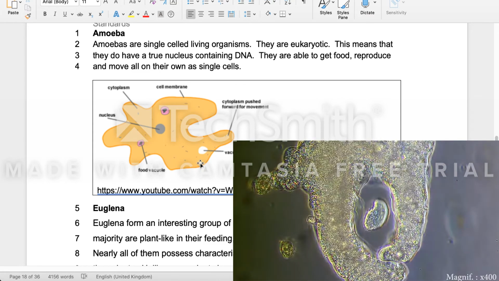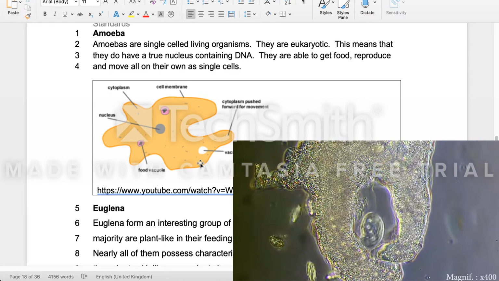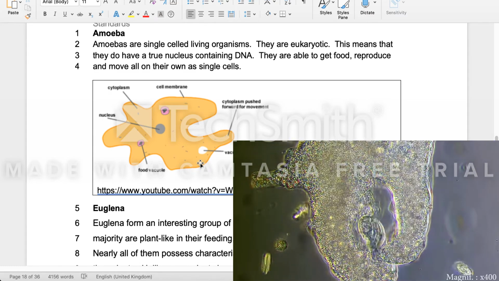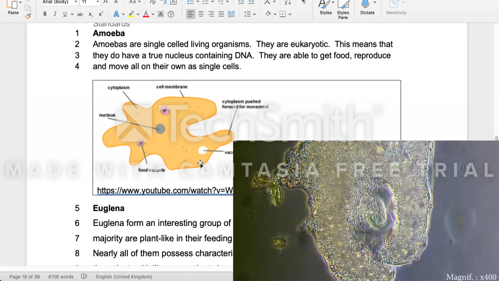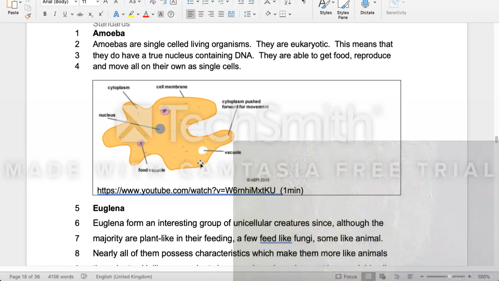Whereas if you look at humans, we're not made up of one cell. We are made up of actually trillions of cells. And so humans are referred to as multicellular organisms. If you look at the word multi meaning many, cellular meaning cells, so many-celled organism. So amoebas only have one cell, and that's it.